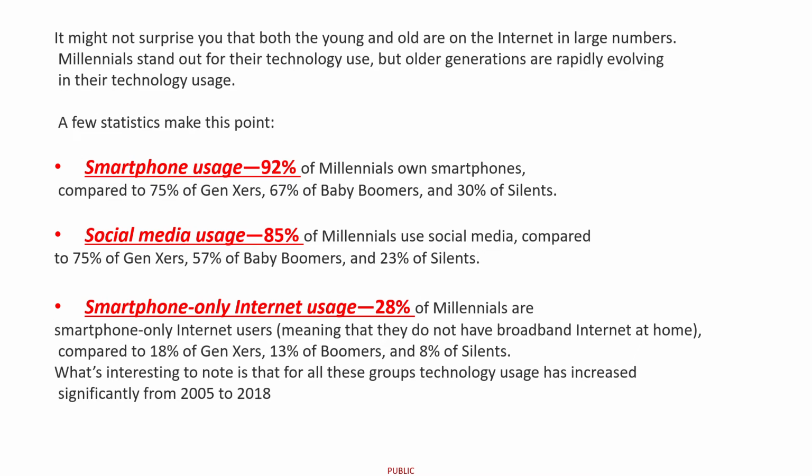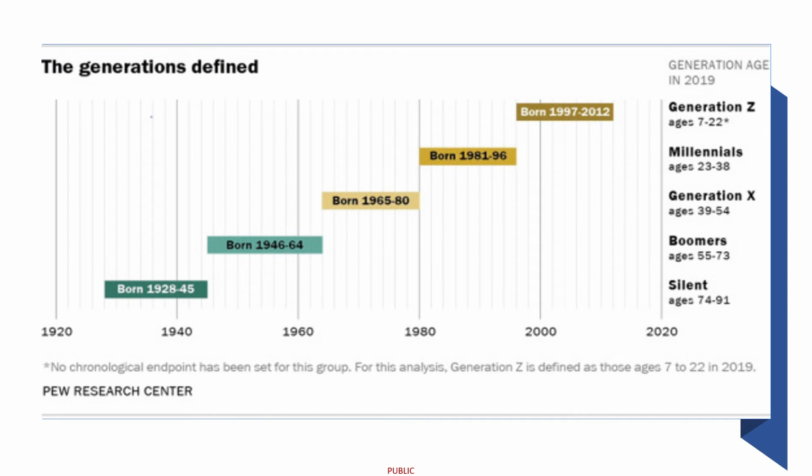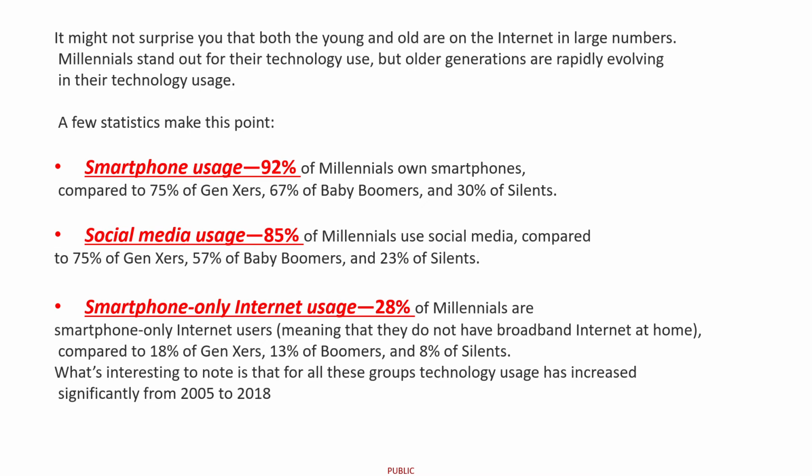Next, social media usage. Social media includes your Facebook, Instagram, Snapchat, Twitter, all of the social sites. 85% of the millennials use social media. And who are the millennials? You have to remember the definition: millennials are those born from 1981 to 1996, and the age will be from 23 to 38 in 2019. So 85% of millennials use social media, 75% of generation X, 57% of baby boomers, and 23% of silents.